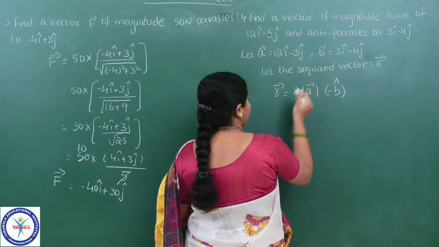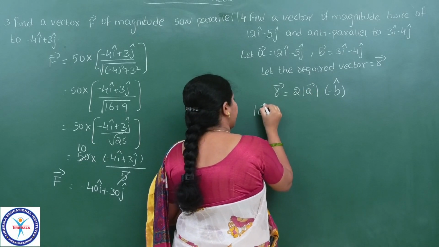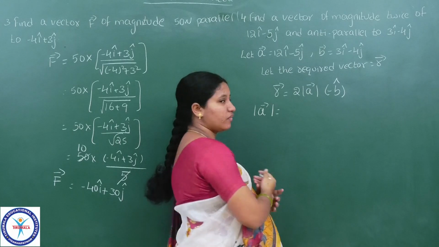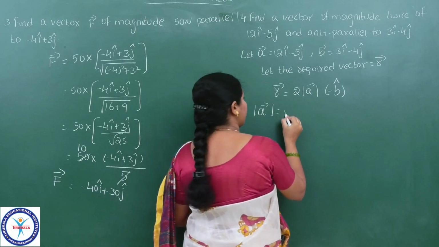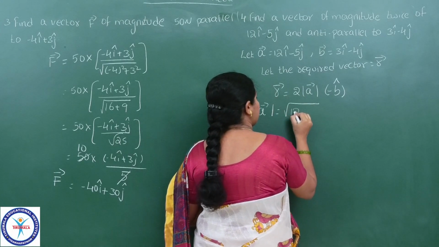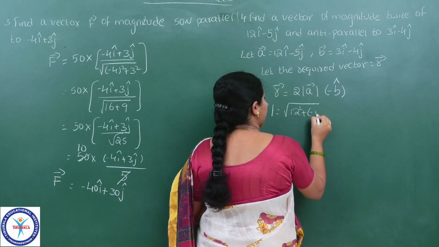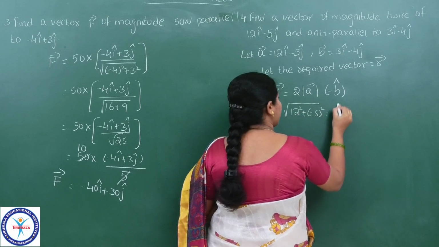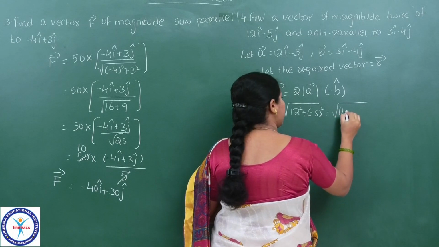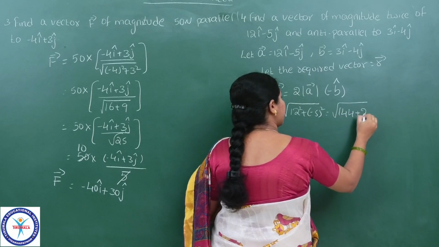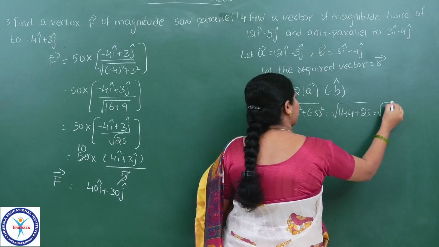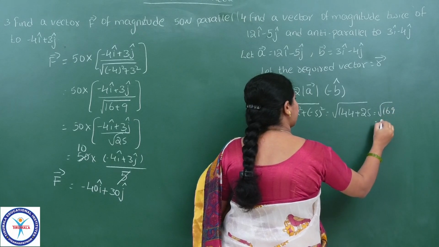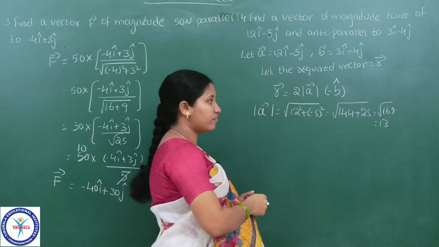So let us find mod a bar. Mod a bar is equal to square root of 12 square plus minus 5 whole square, which gives us 12 square is 144 and 5 square is 25. We get root 169, which is equal to 13.